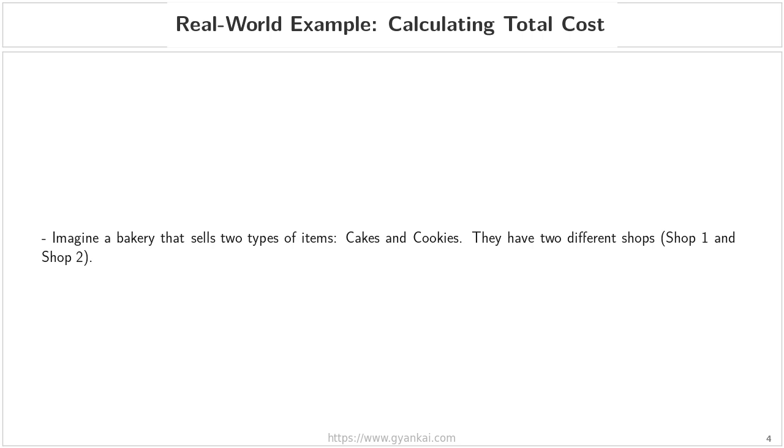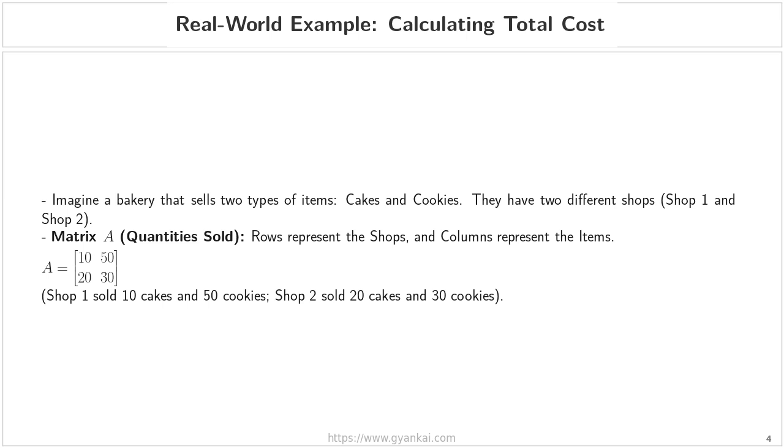Real-world example, calculating total cost. Now that we have discussed the theoretical mechanics and the row-by-column rule, let us apply these concepts to a real-world scenario to understand how matrix multiplication is used to organize and process data. Imagine a bakery that sells two types of items, cakes and cookies, across two different locations, which we will call Shop 1 and Shop 2.